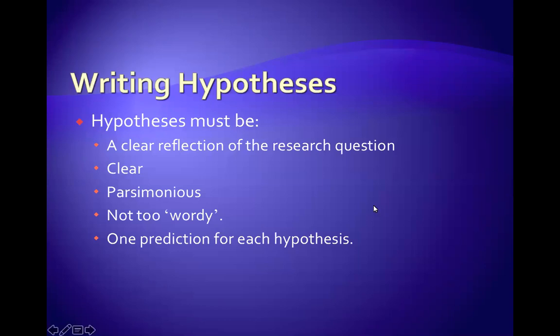Typically, studies don't have a question and hypothesis unless you're writing a dissertation, and then you're doing that just for the sake of practice for the academic exercise. But when you get out and you start reading manuscripts, they're not going to want both. Hypotheses have to be clear, simplistic, and not too wordy, with one prediction for each hypothesis. And I'll show you what that means.